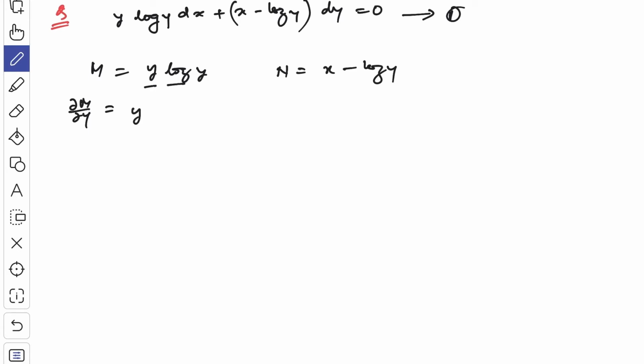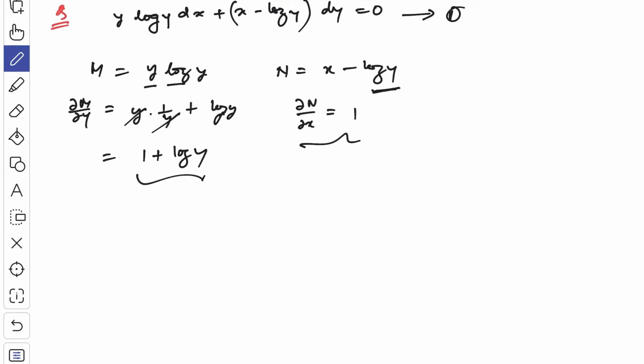So using that, y into 1 by y plus log of y into 1, that means log y you can say. So here it is cancel, so we have got 1 plus log y, and del n by del x, so here it will be 1 and this is gonna be 0, as partial differentiation of log y with respect to x will be 0, isn't it?